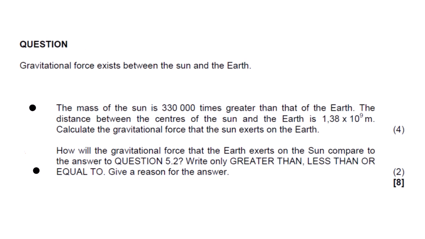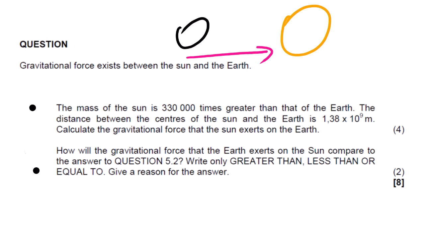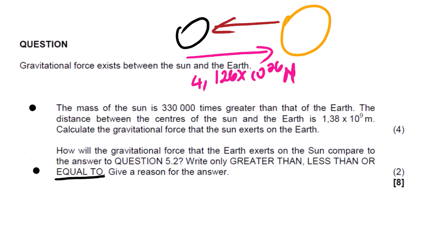So suppose we have our earth and this is our sun. If the earth is exerting a force on the sun, which is the one we got, 4.126 times 10 to the power 26 newtons, the sun will also exert the very same force but oppositely directed on the earth. So the actual answer for this one will be equals to. The reason we can give is based on Newton's third law, that is the action-reaction pair.